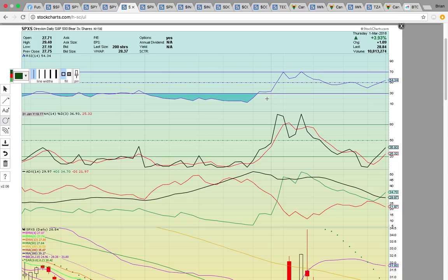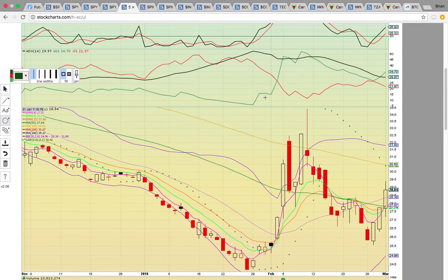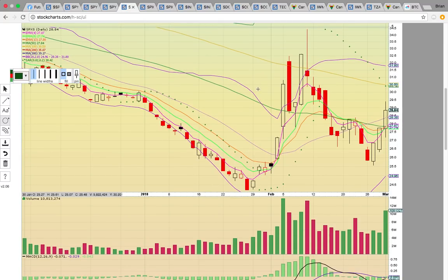So one way to play the S&P 500 when it's dropping is SPXS. This is the S&P 500 Bear 3X, and as you can see here, it had formed a bullish reversal pattern.